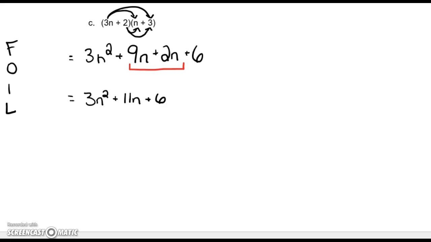So essentially, as we know, our FOIL process is just a fancy way, or little shortcut, of doing our distributive property, and this only works with binomials. So it has to be 2 terms times 2 terms. So that is everything for this video.